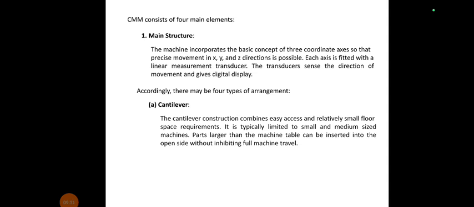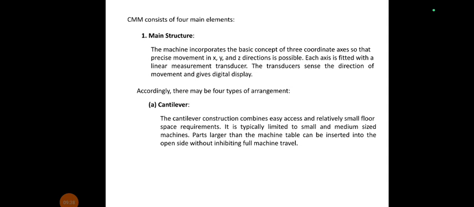So, main structure. The machine incorporates the basic concept of three coordinate axes so that precision movement in x, y and z dimensions is possible. Each axis is fitted with a linear measurement transducer. The transducer senses the direction of movement and gives a digital display. Accordingly, there may be four types of arrangement.